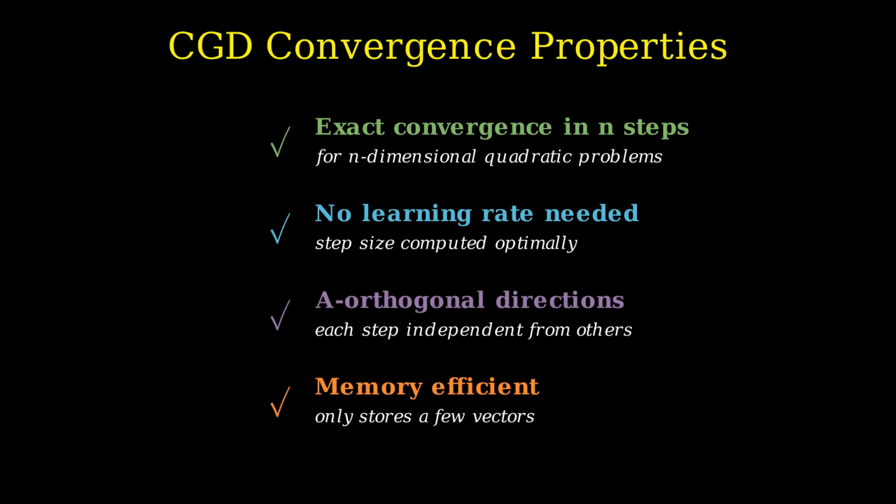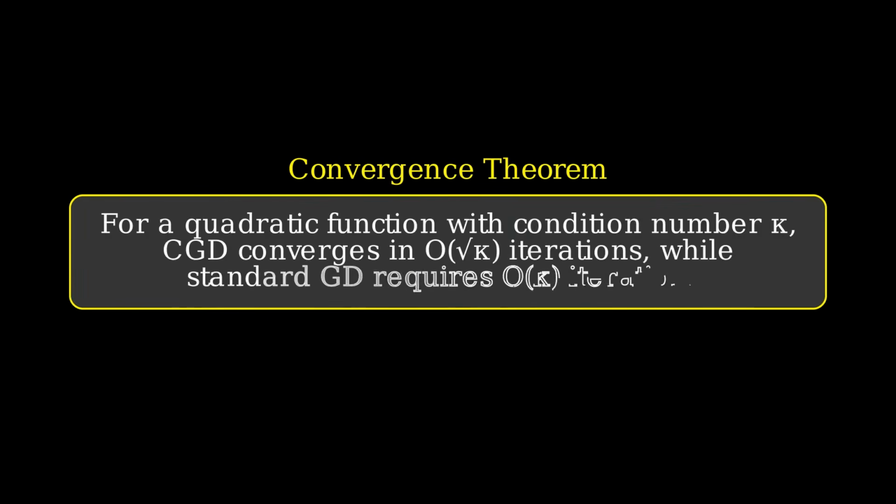And here's the theoretical guarantee. For a quadratic function with condition number kappa, which measures how elongated those elliptical contours are, CGD converges in O of square root kappa iterations, while standard gradient descent requires O of kappa iterations. If kappa is 100, gradient descent needs about 100 iterations, but CGD only needs about 10. The speedup grows with problem difficulty.